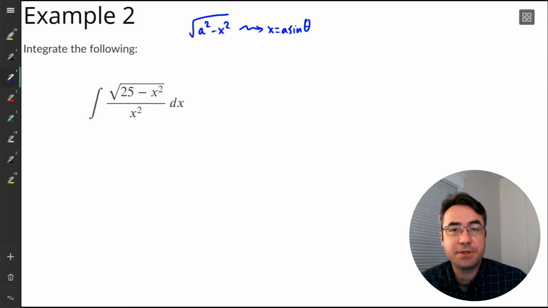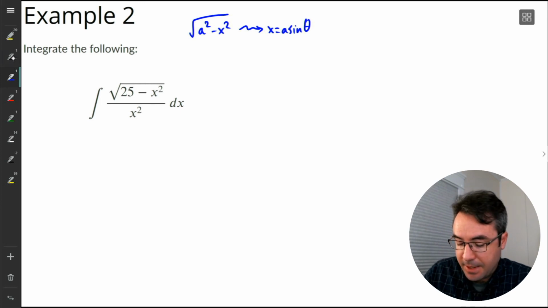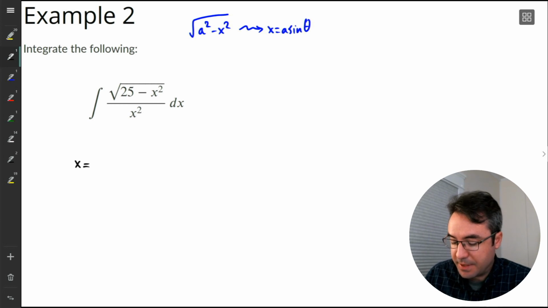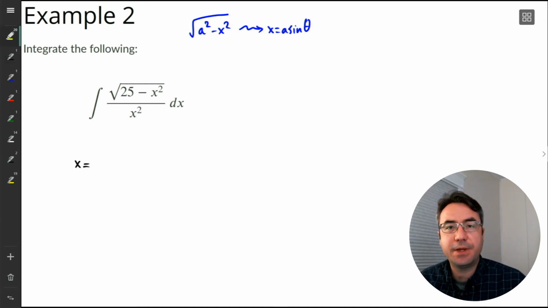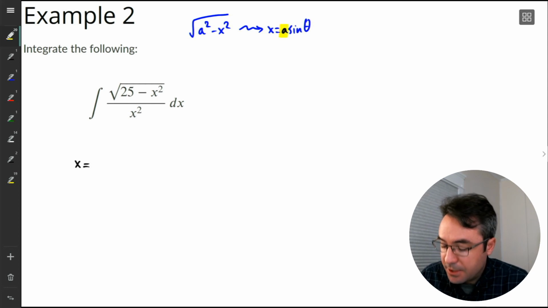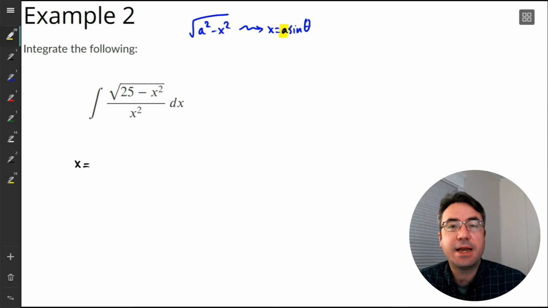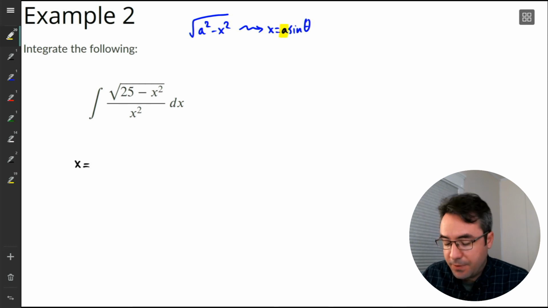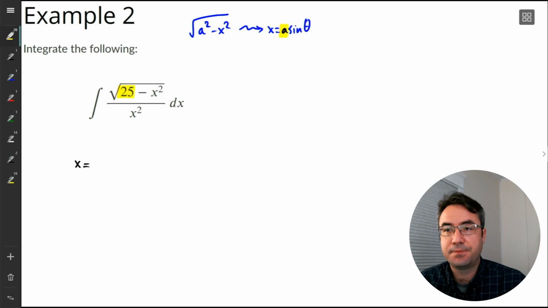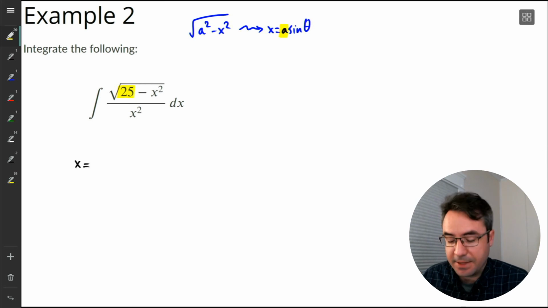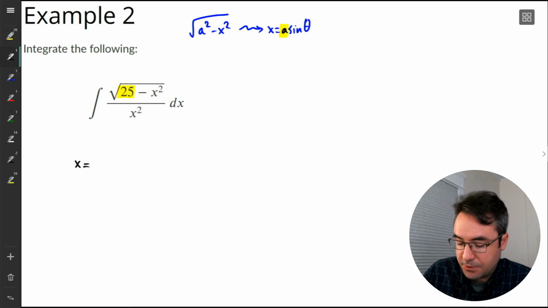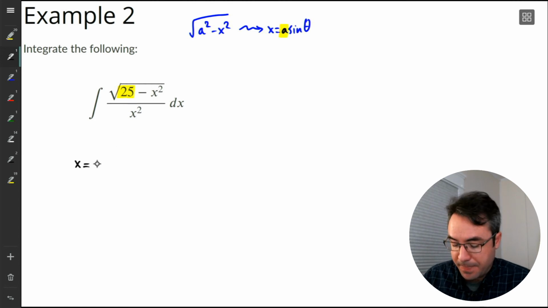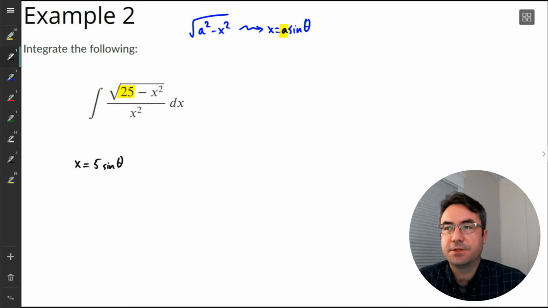We're going to let x equal this sine function. And the only thing that's required of us, once we have the framework for what we're going to pick for x, is a little bit of work on how we actually decide on what a is. The way we do that is we look at the constant term, and a is just the square root of that constant term. So the square root of 25 is 5, so we're going to let x equal 5 times sine theta. All right, so that's really the first bit of our work.